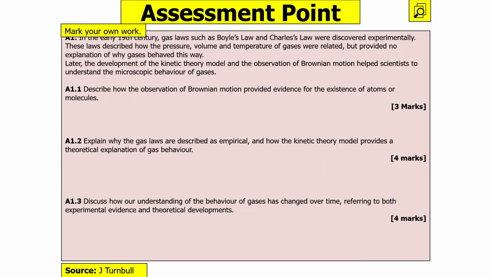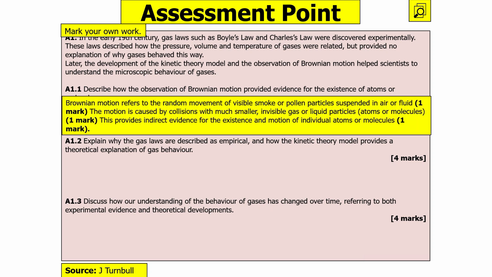Right, in our first question, we can say that Brownian motion refers to the random movement of visible smoke or pollen particles suspended in air or fluid. The motion is caused by collisions with much smaller invisible gas or liquid particles, atoms or molecules, so this provides indirect evidence for the existence and motion of individual atoms or molecules.